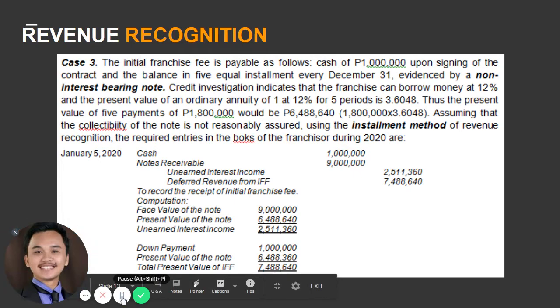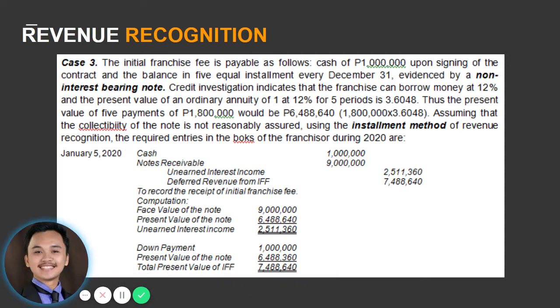Case 3. Okay, in case 3, guys, we assume here that the type of note received by the franchisor is a non-interest bearing note. As we all know, we have two types of note. The other one is interest bearing and the other one is non-interest bearing. It doesn't mean that the term non-interest bearing no longer includes an interest, but rather the interest of it is already imputed. Okay, it's already imputed on the total present value.